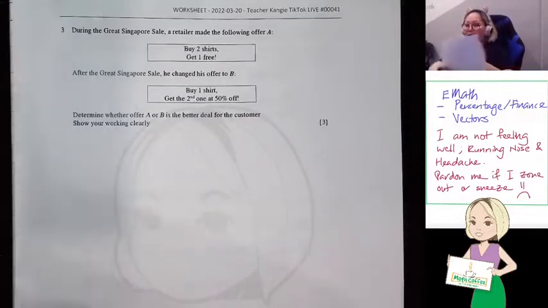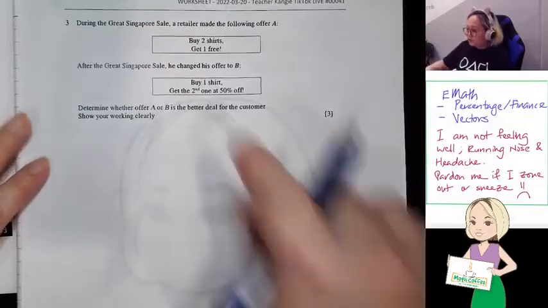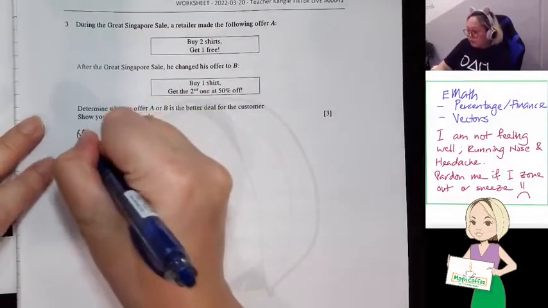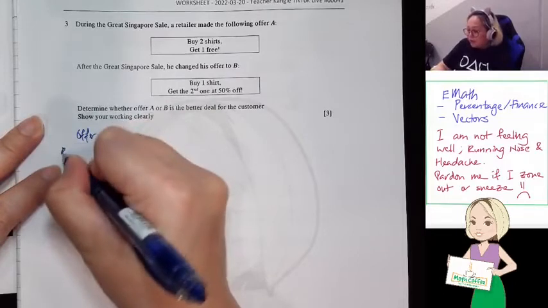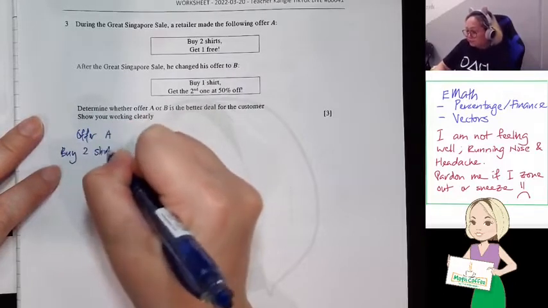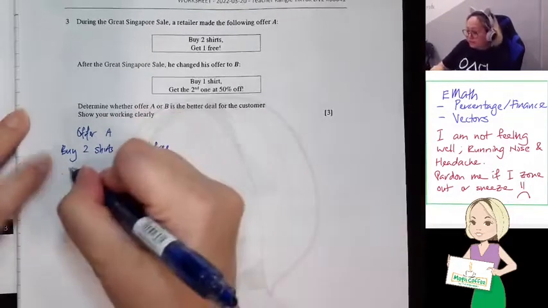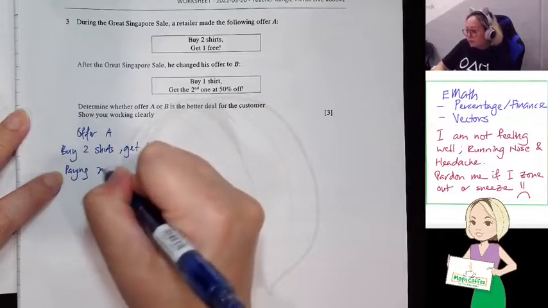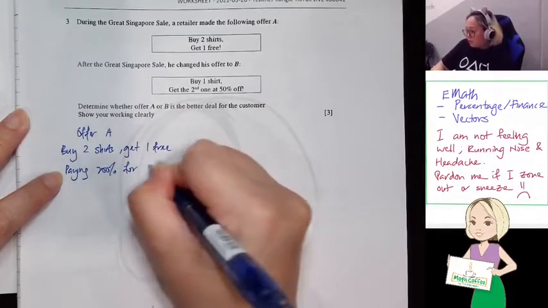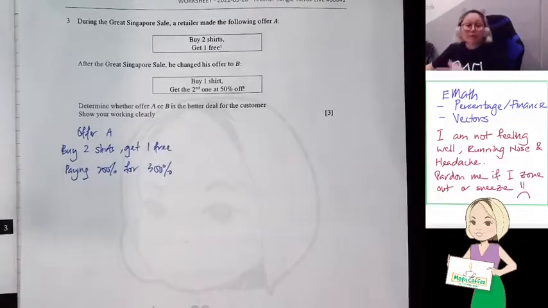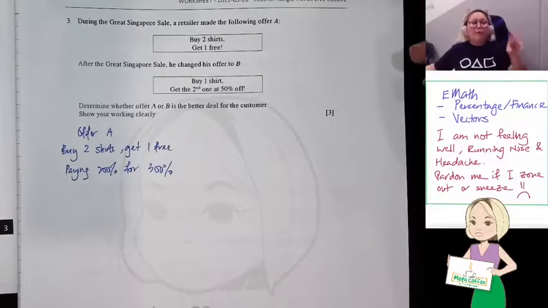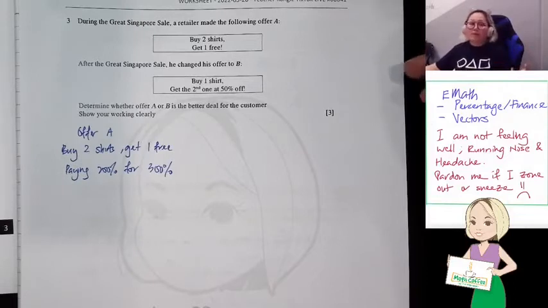This is how I reason out the working. Let's talk about offer A. You buy 2 shirts and get 1 free. So it means that you are paying 200% for 300% worth of stuff. Correct? 100% represents 1 shirt. You buy 2, you get 1 free. So the third one you don't have to pay anything. In other words, I can interpret it as paying 200% for 300%.